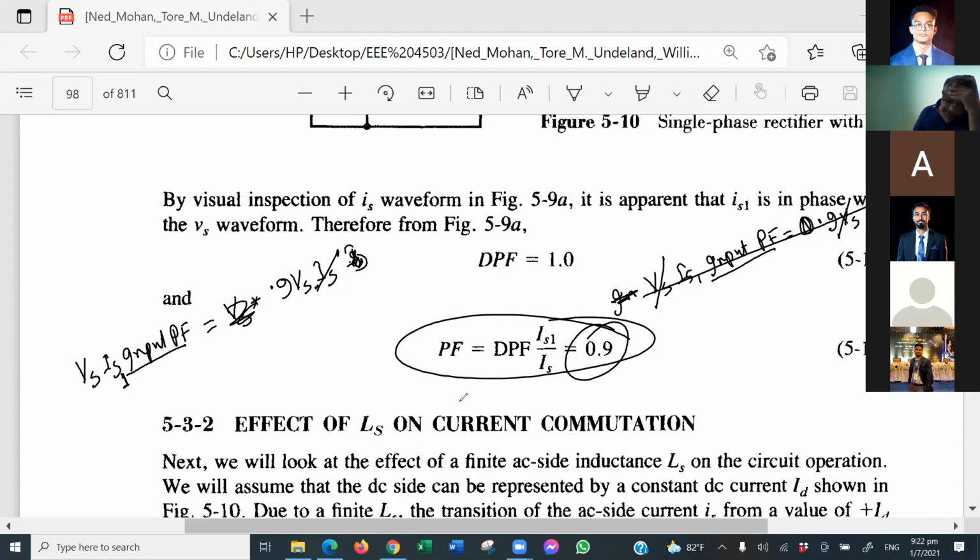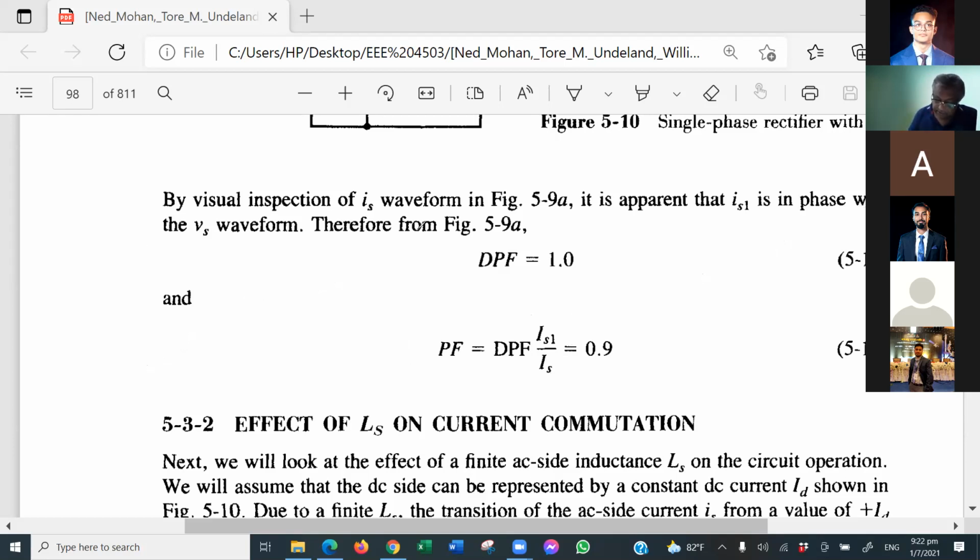Then the both are cancelling into each other, right? Then power factor is coming out. Okay, I'll show you later. Let me check, okay? Just give me a few moments. IS1 is in phase, then okay. And power factor. So previously we calculated IS1 equals 0.9 ID, sir.